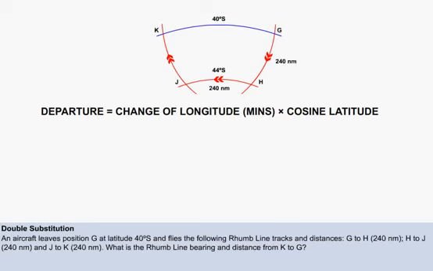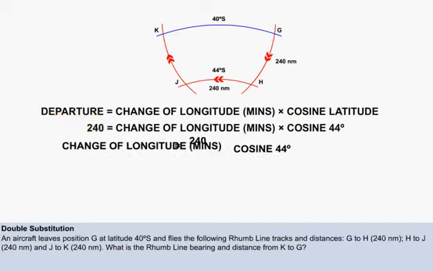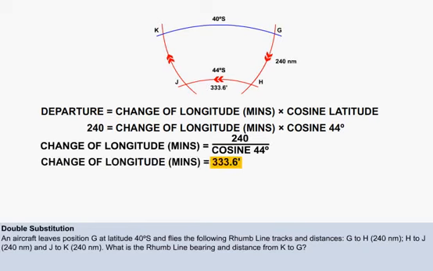Which of these do you know? The latitude is 44 south, and the departure is 240 nautical miles. Rearrange to make the change of longitude the subject of the equation, and solve to get the change of longitude from H to J as 333.6 minutes. This is also the change of longitude between K and G. They're the same two meridians.